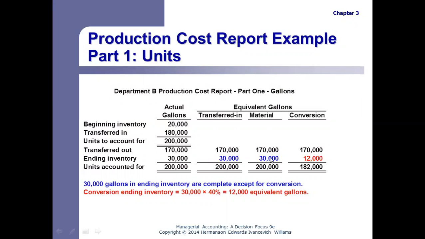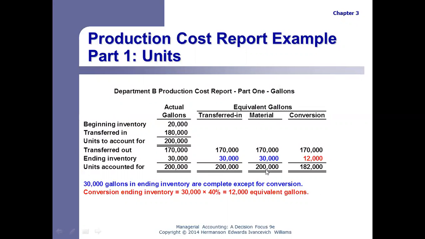Materials equivalent units, if they're added at the beginning of the period, are equal to the physical units that are left over. And then for the equivalent units of conversion cost for the ending inventory, you simply take the physical units, multiply by what percent complete the work in process is, and that's the number of equivalent units for conversion cost of the ending inventory. Okay, so again, we got 200,000 gallons of materials.